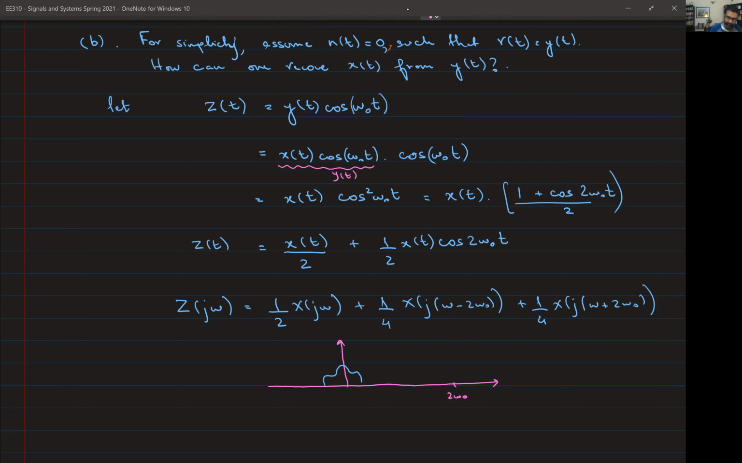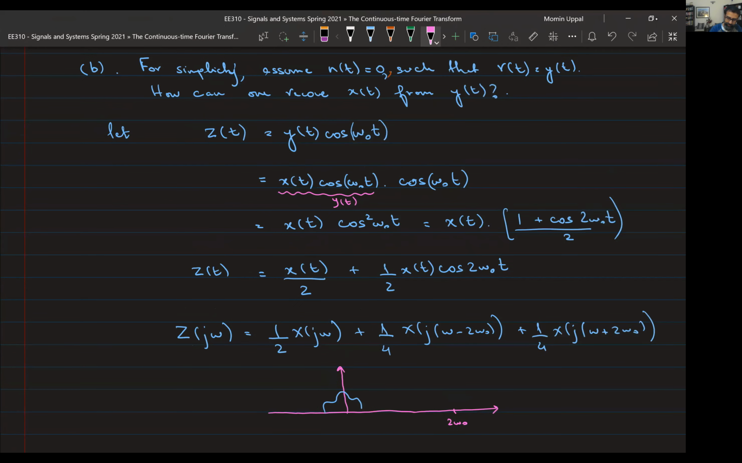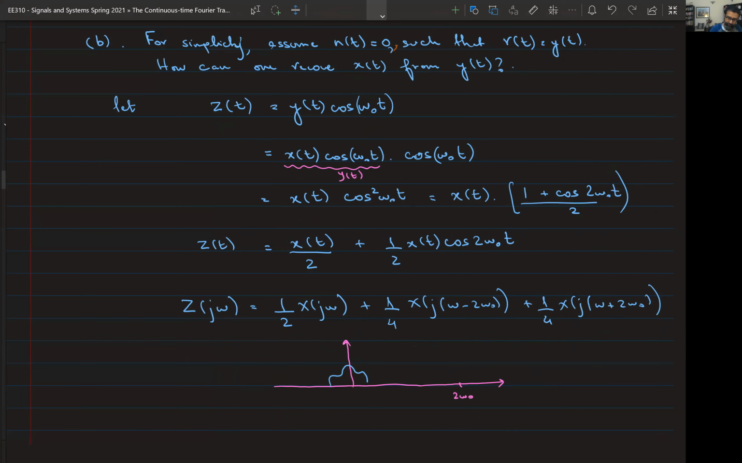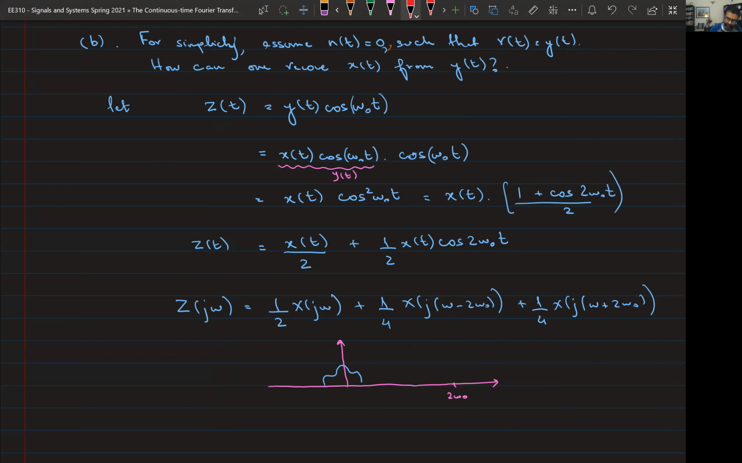Right. So residing here. And then there's another copy which resides at the negative side. Right. So this is here at minus 2 omega naught. And this is plus 2 omega naught. And this is z of j omega.